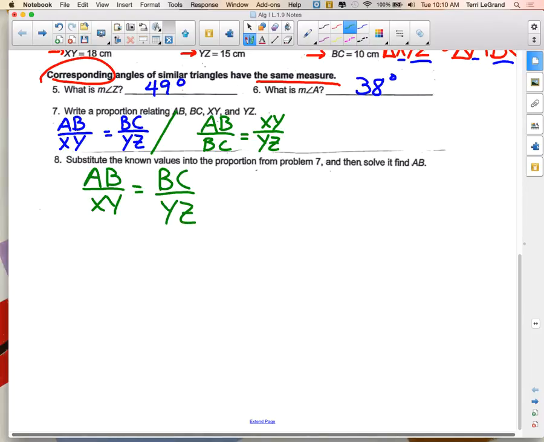Okay, do we know we're supposed to solve it to find AB? So it's looking to me like X is going to go in for AB. Do we know how long XY is? How long is it?